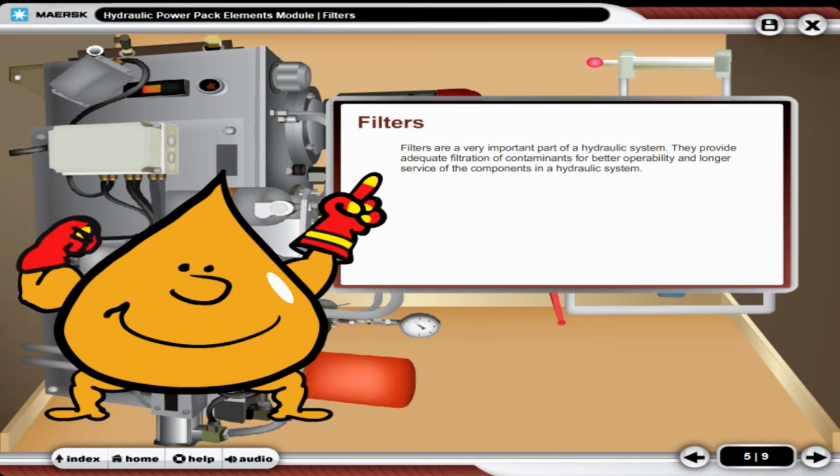Filters are a very important part of a hydraulic system. They provide adequate filtration of contaminants for better operability and longer service of the components in a hydraulic system. Filters may be positioned in a variety of locations. The types of filter installations are suction line filters, pressure line filters, and return line filters.